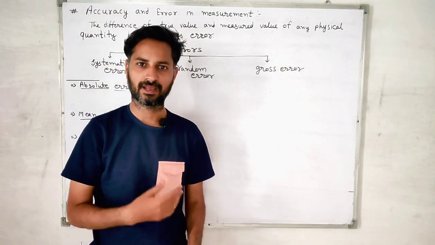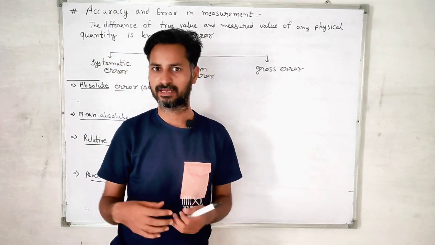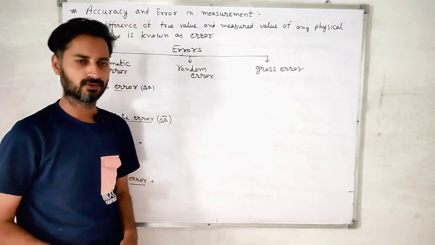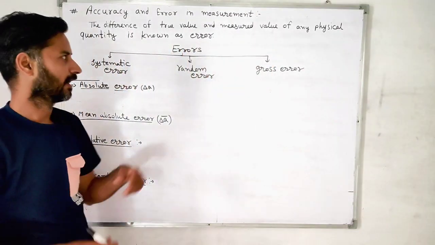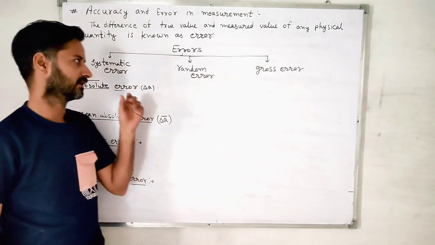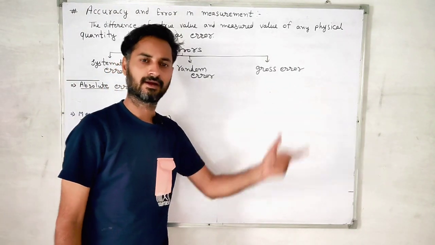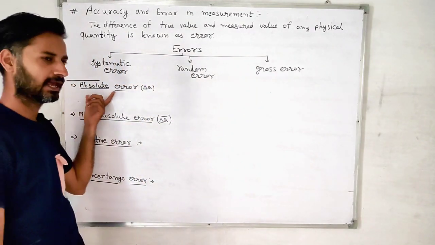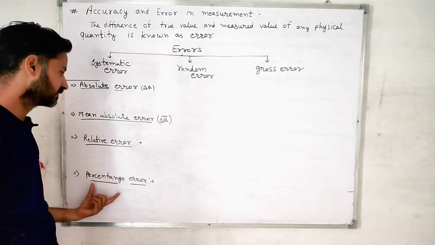Now we will talk about accuracy and error in measurement. Whenever we perform any experiment, we have some sort of error. The difference of true value and measured value of any physical quantity is known as error. Errors are classified in two groups. First, due to cause of error. In this category, we place systematic error, random error, and gross error. And second is due to the magnitude of the error. In this category, we place absolute error, mean absolute error, relative error, and percentage error.